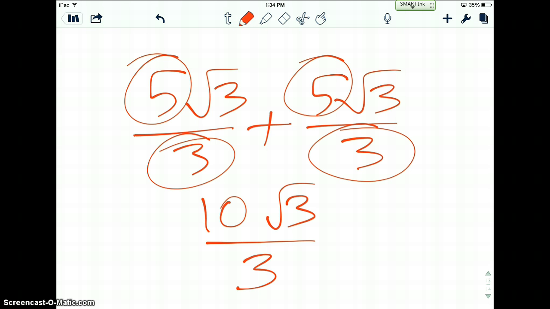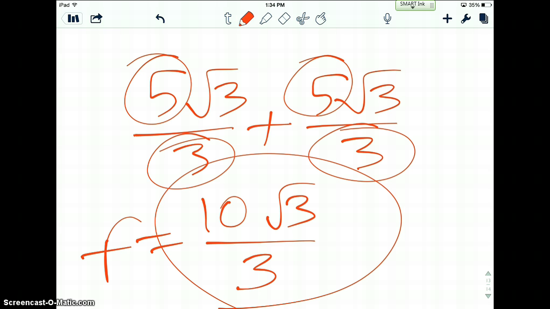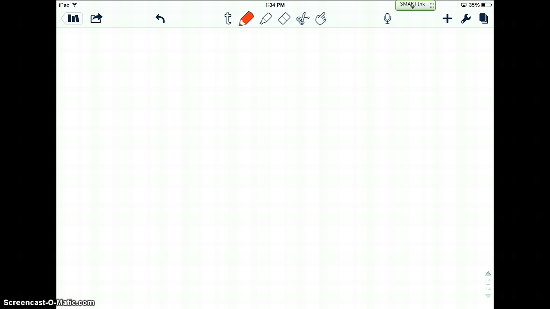10. So my f value is 10 root 3 over 3. Is this simplified or do I need to rationalize? It's simplified because the denominator is not a root. So we're good, and that's done in simplified radical form. Whoa, that was a good problem. It really was, truly. Okay, and then the last one, number 5.